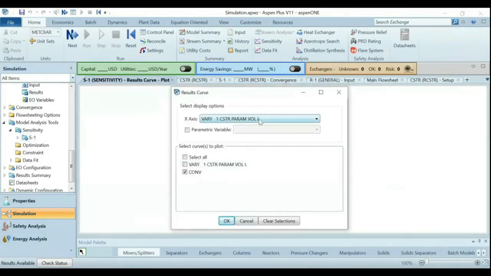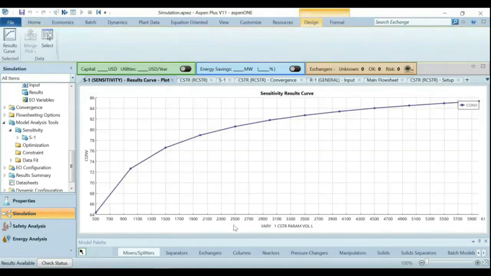And after running, we can plot our results, our data. I'm going to consider the volume on the x-axis, and as the response, let's select conv. And we can check here how the volume of the reactor impacts the conversion of our process. Okay, so increasing the volume, you have more conversion until some limit that will be defined here at the extremity.